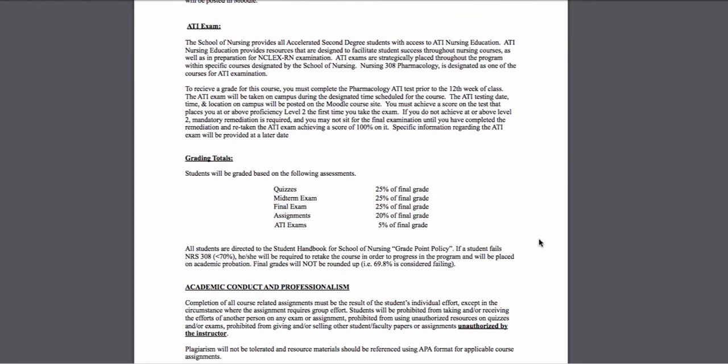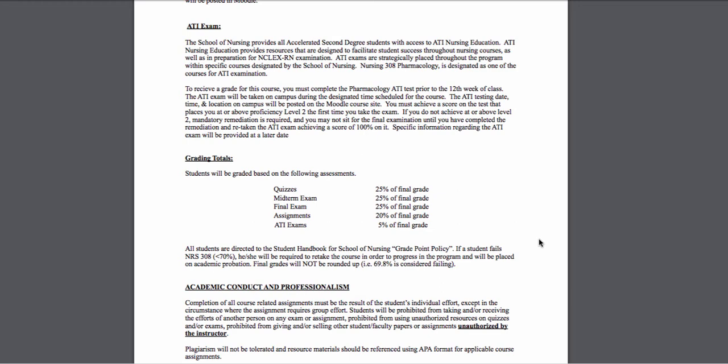So grading totals, it's made up of quizzes, 25% of your grade, your midterm exams, 25% of your grade, final exams, 25% of the grade, and then your assignments, which are like your case studies and your SurePath assignments. That's 20% of your grade.